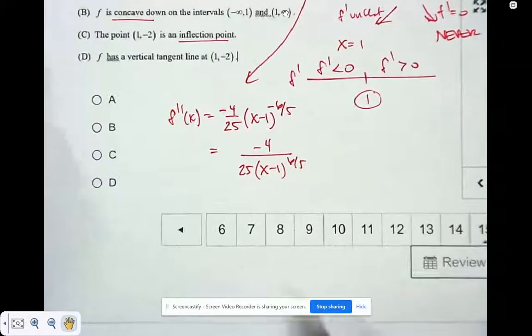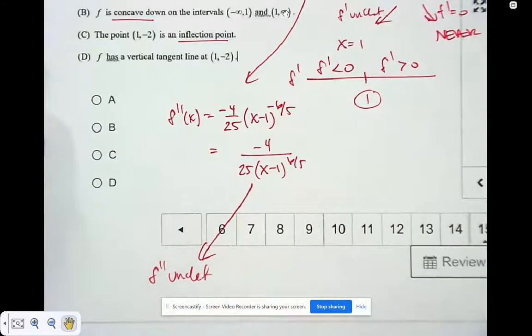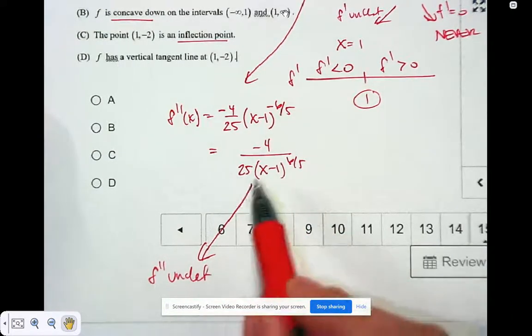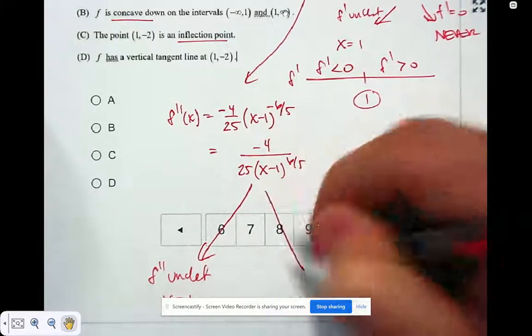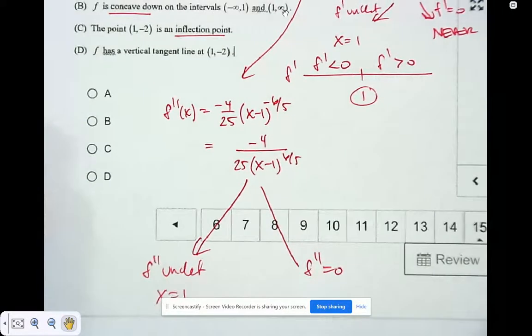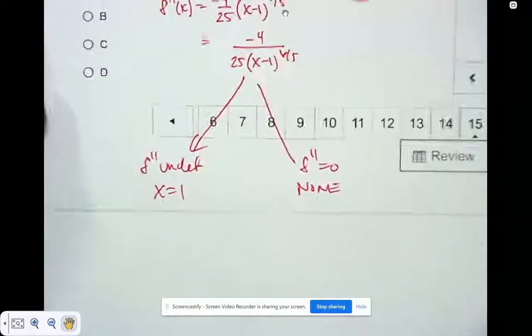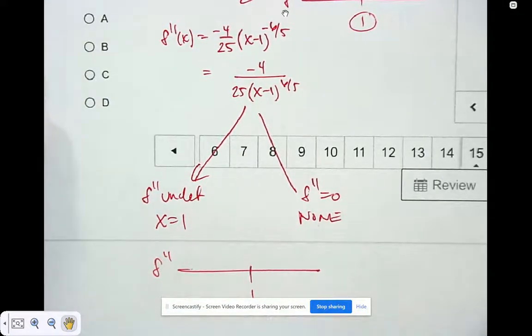Okay, and then the game is the same. When is this thing undefined? Well, a fraction is undefined when the denominator is 0, which happens at 1. When is f double prime equal to 0? You guys sick of me saying this yet? Because that's good. A fraction will be 0 when the numerator is 0, which doesn't happen. So none. So I have one critical number of f double prime, and its value is 1.